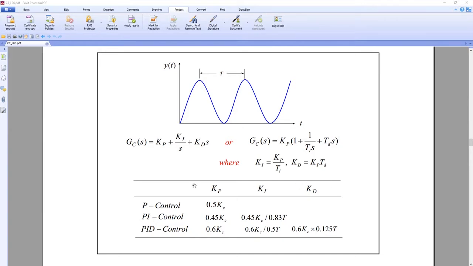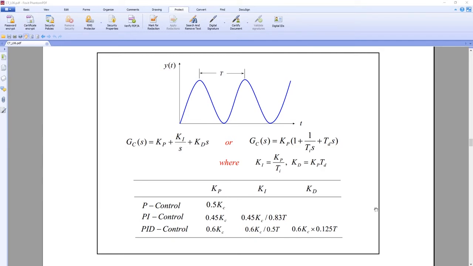If we use only P control, the formula will look like the first row of the table. But if we use PI control, the formula will look like the second row of the table. And PID control uses the formula on the last row. The T variable is the period of oscillation, and Kc is the gain that makes the oscillation. Substitute T and Kc in the formula, and that's how we can find Kp, Ki, and Kd.